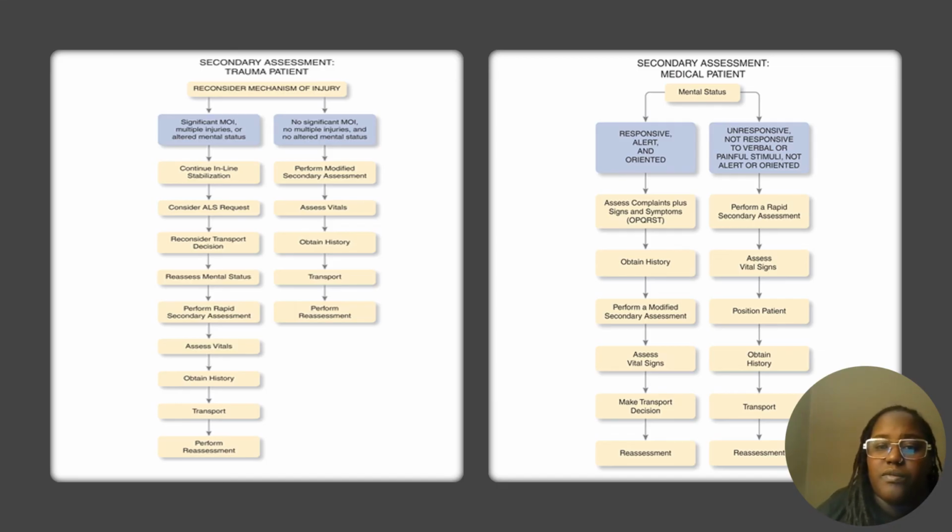For reassessment, for our unstable patients, that's going to be our patients with that significant mechanism of injury or altered mental status. In the case of our medical patients, we want to make sure that we are reassessing them every 5 minutes. And for our stable patients, we are going to want to reassess them every 15 minutes. And that's going to be our patients who do not have a significant mechanism of injury and who are alert and oriented.